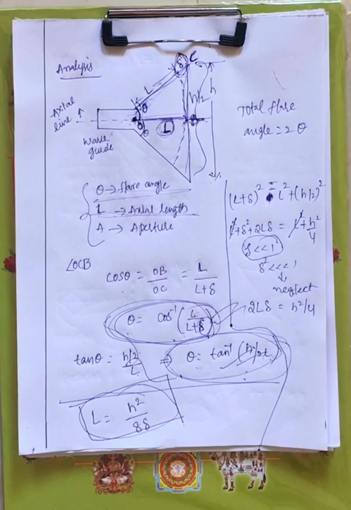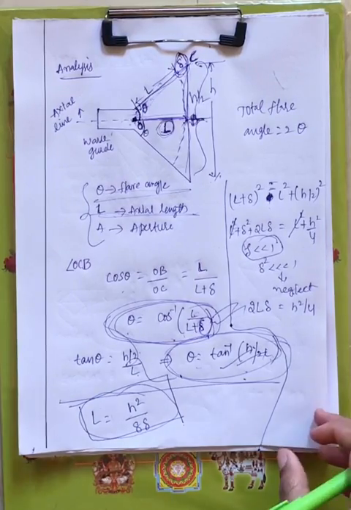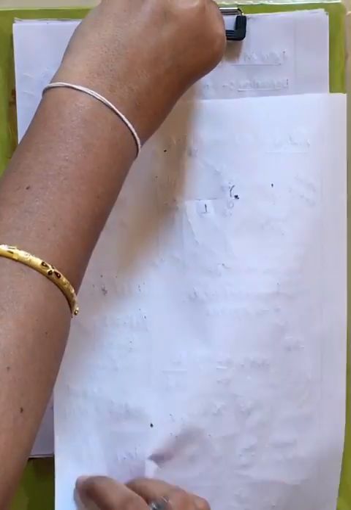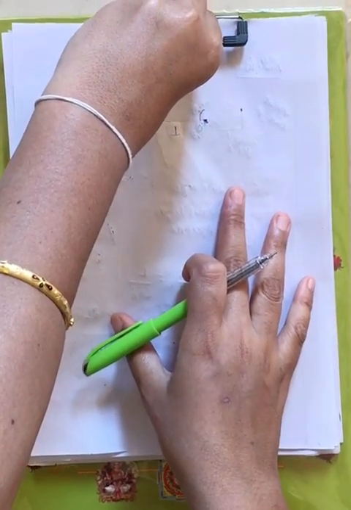Now this is about the analysis of horn antenna. Now let us see its flare angle.